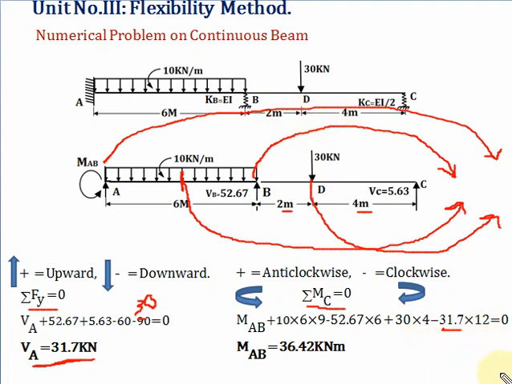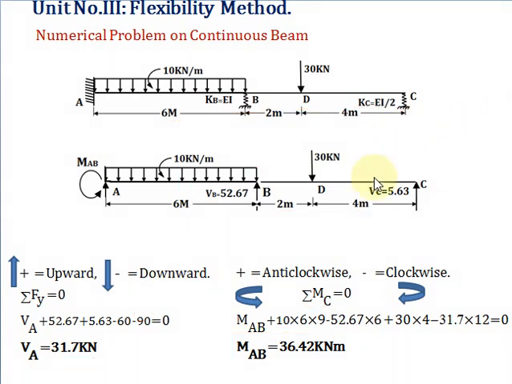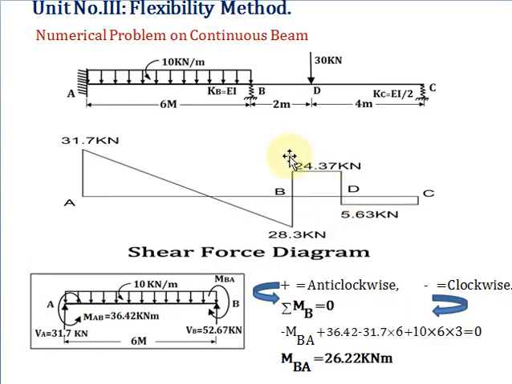Okay, so after solving this, we'll get the value of MAB, that is moment in member AB, and it is equal to 36.42. Okay, so here we have found out the vertical reaction at A and moment in member AB. Okay, now next step is to find out the moment in member B.